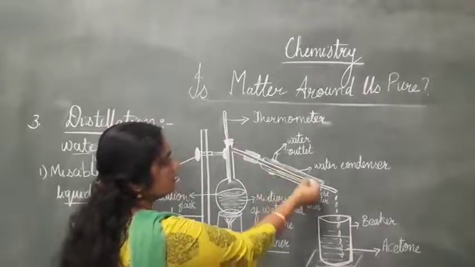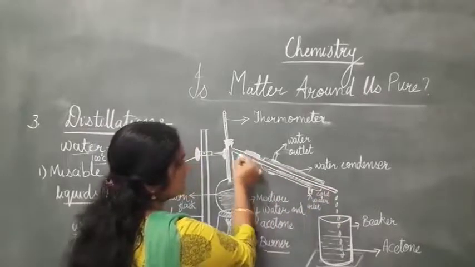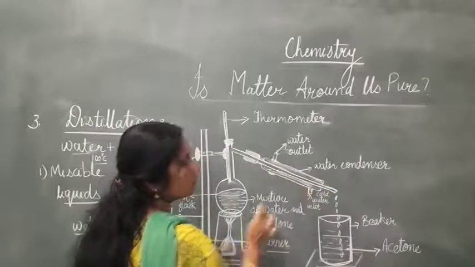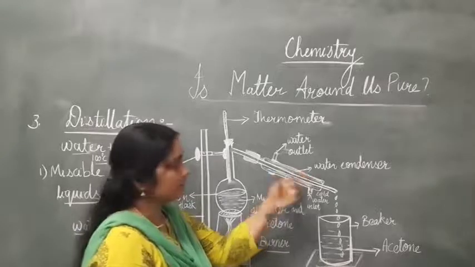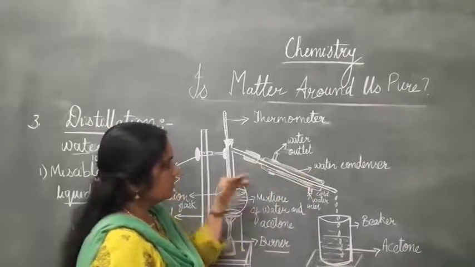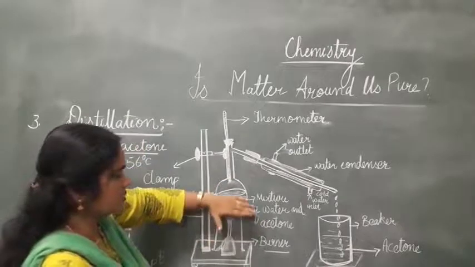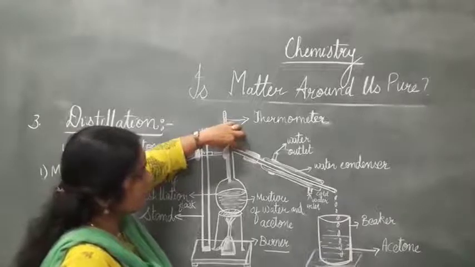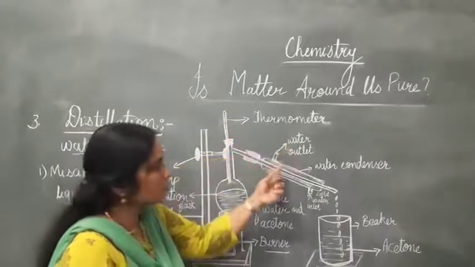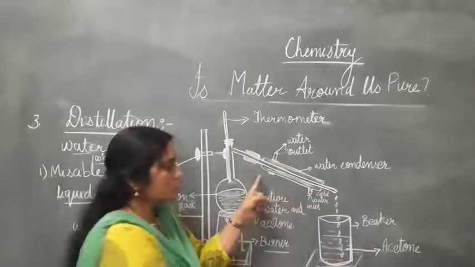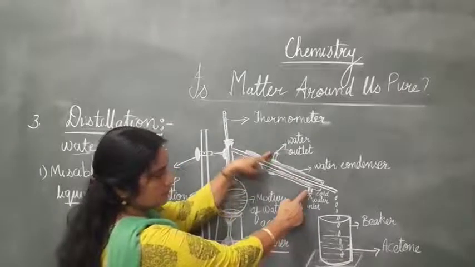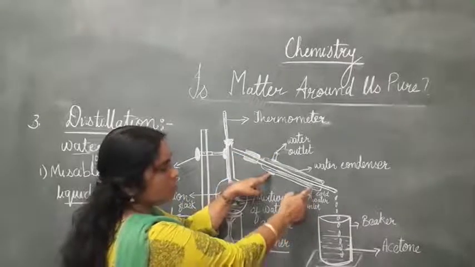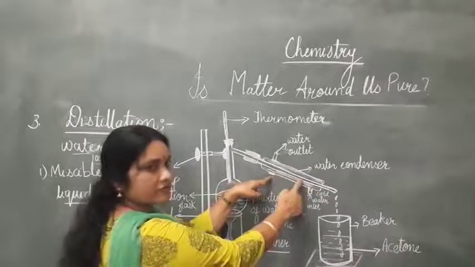In this part of the apparatus, the vapors pass through the inner tube. This inner tube is surrounded by a water condenser, known as Liebig's condenser. When you heat the mixture of water and acetone, one of the substances will turn into vapor, vaporization, and then these vapors have to be cooled. So for cooling the vapors, a water condenser is used. The water condenser has two openings. This is the inlet, where cold water is allowed to enter to cool the vapor.